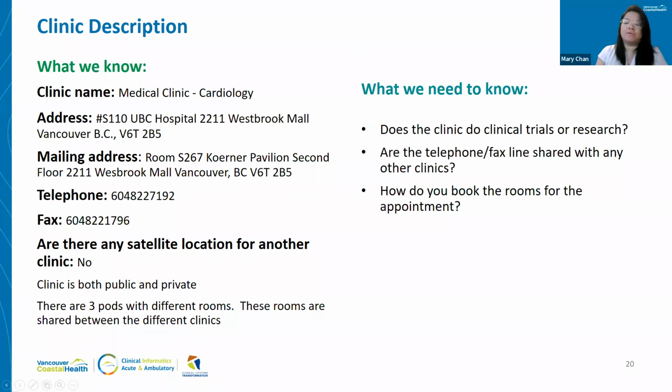So we're going to go over some of the things that we already know, which are a combination gathered from the clinic survey response and also the site visit that we had earlier this year. We're going to start off with the clinic description. What we know is the clinic name is Medical Clinic Cardiology. We have both the mailing address and the physical address of the location, the telephone number, and fax number, and we know there are no satellite locations for this clinic.